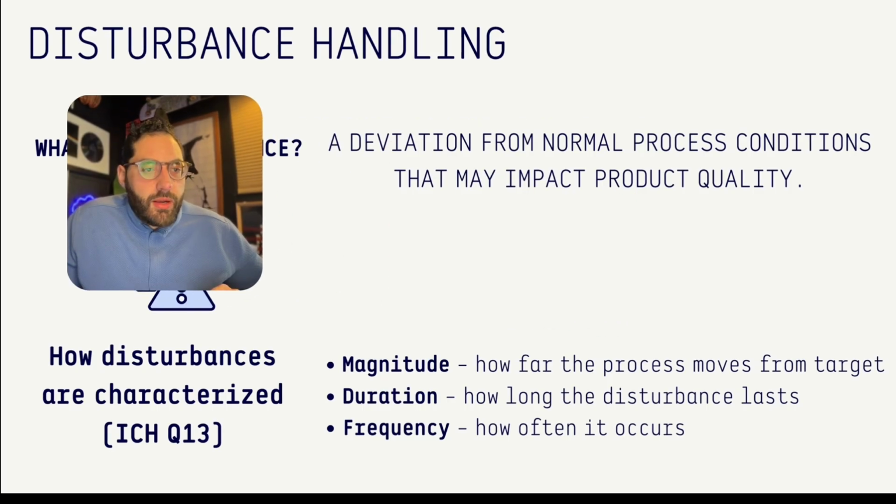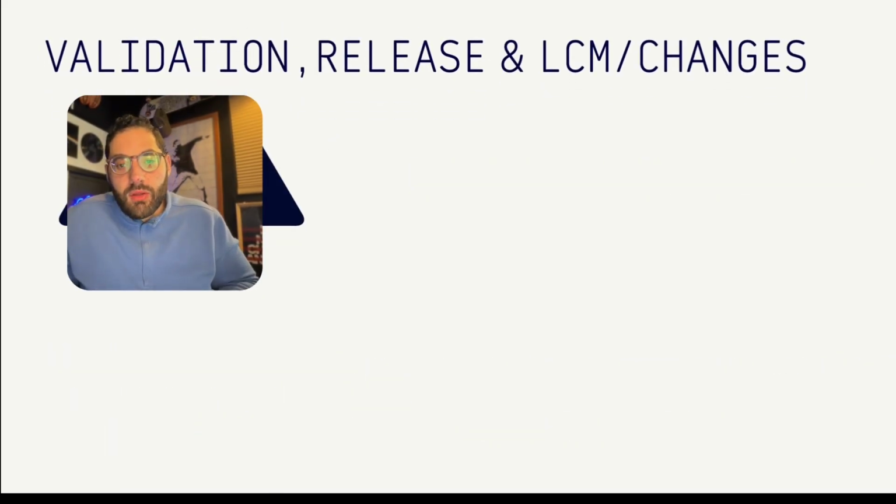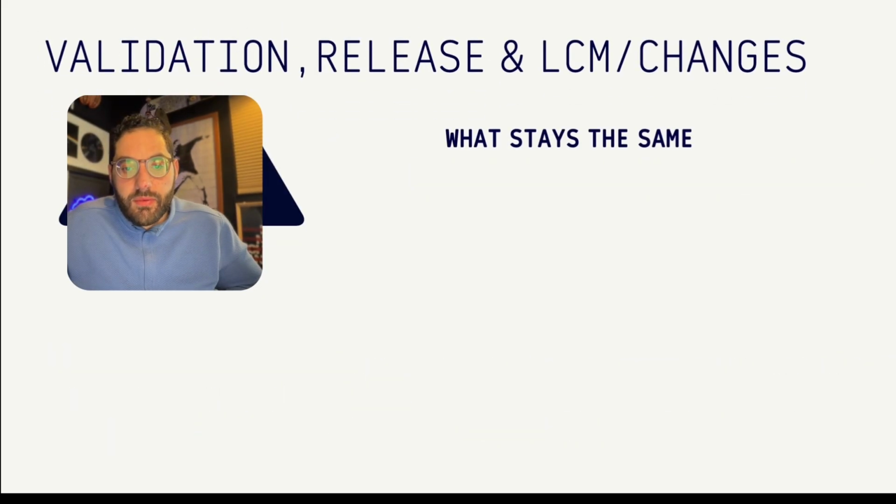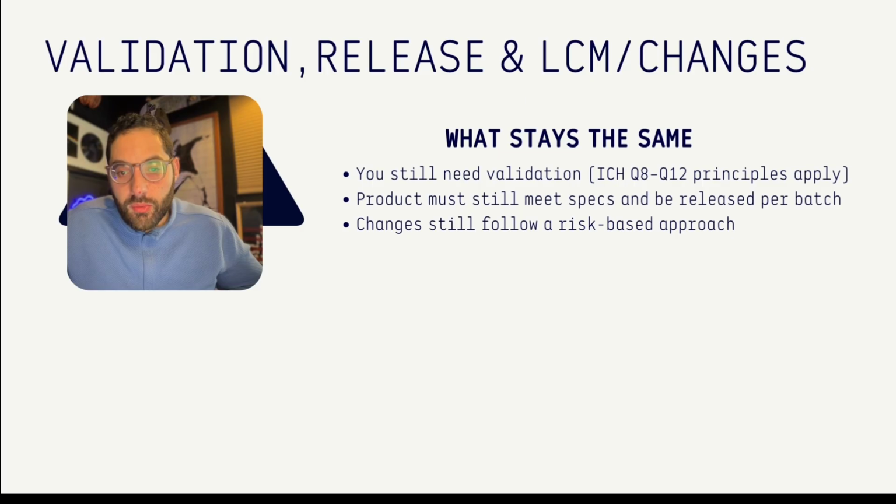Now, the last thing I wanted to talk about is validation, release, and lifecycle management. And what stays the same is you still need validation, and you essentially follow the core principles of some of the ICH guidelines. So ICH Q8 is QbD for drug product, Q9 is QRM or risk management, Q10 is your pharma quality system, Q11 is QbD for drug substance, and Q12 is established conditions, which I did an episode on Q8, Q9, Q10, and Q12. So check them out if you'd like.